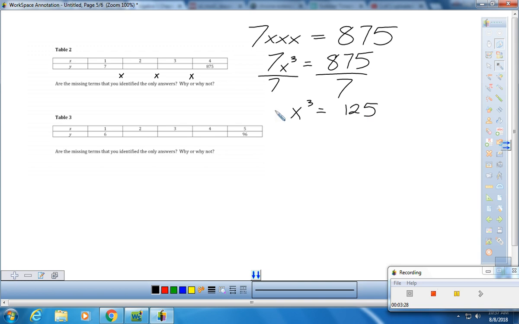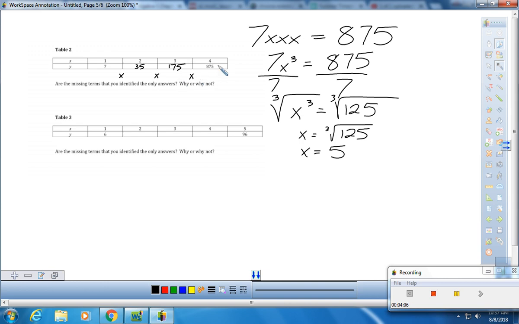How do you get rid of cubing something? Well, you take the cube root. So x is the cube root of 125. If you don't know how to put that in your calculator, that's totally fine. Come see me, and I'll show you. So x is 5. Now, could x be negative 5 in this one? Well, I don't know. Let's see. 7 times 5 is 35. 35 times 5 is 175. 175 times 5 is 875.